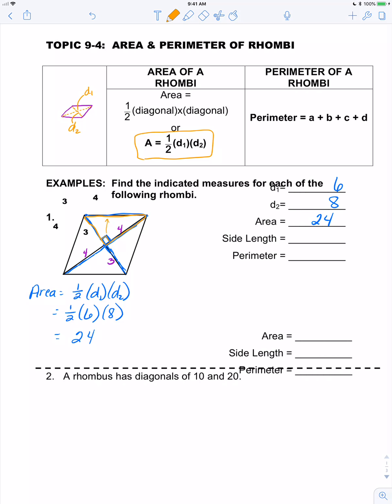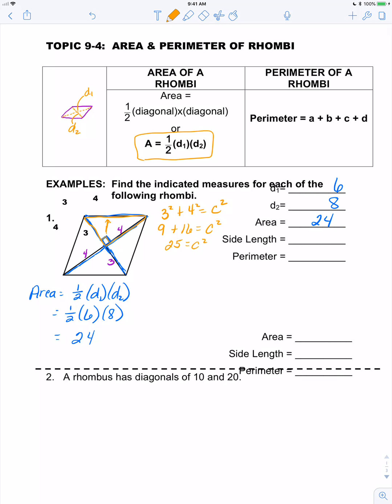So we can use our Pythagorean theorem to figure out the hypotenuse, or one of these lengths that we're not given. So we can say 3 squared plus 4 squared is equal to c squared. Remember that c is always the hypotenuse, which is directly across from the 90-degree angle. Well, 3 squared is 9 plus 4 squared is 16, and that's equal to c squared. Add those together, we get 25 is equal to c squared, and we want to know what c is, so we take the square root of both sides, so c is 5. So our side length is 5.